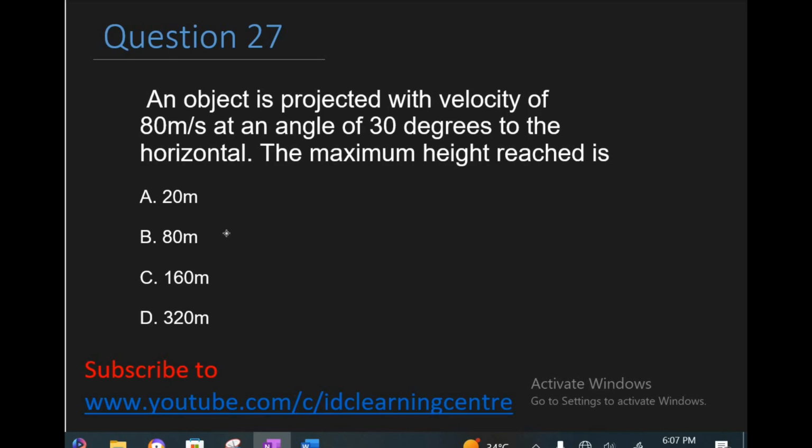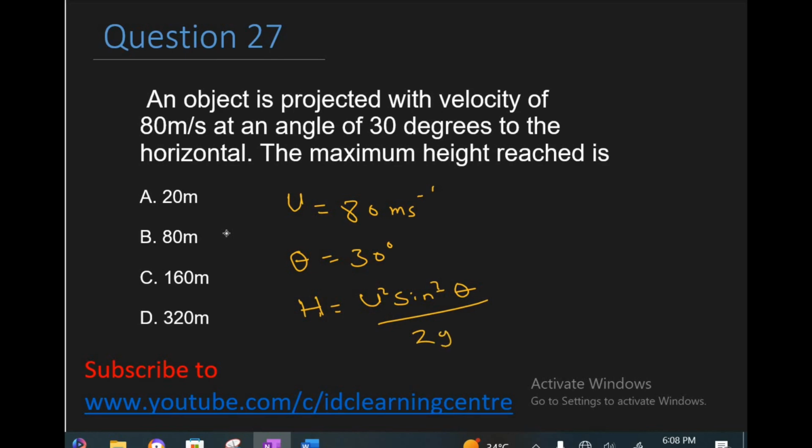Alright, so for this question, let's get the data given in the question. We have our velocity now as 80 meters per second. Then we have our angle theta as 30 degrees to the horizontal. So we are asked to find the maximum height, H. For projectiles, maximum height is given as u squared sine squared theta all over 2g.